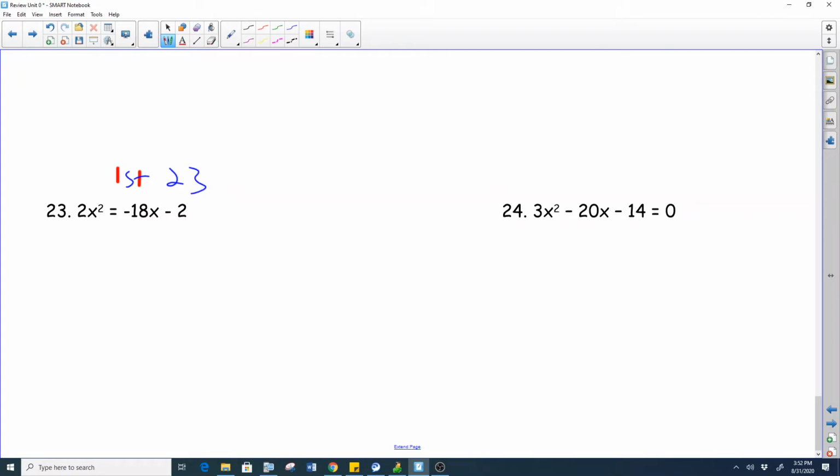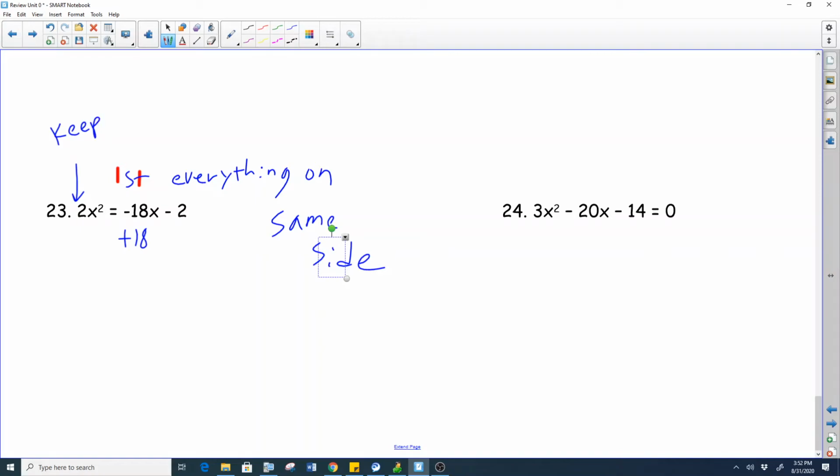So we're going to get everything on the same side, okay? Everything on the same side. If you're just checking your answers, you can fast forward at any time through this video, YouTube. Okay, so we're going to go ahead and add. I forgot to mention, we also want to keep the, what term? Keep the x squared term.